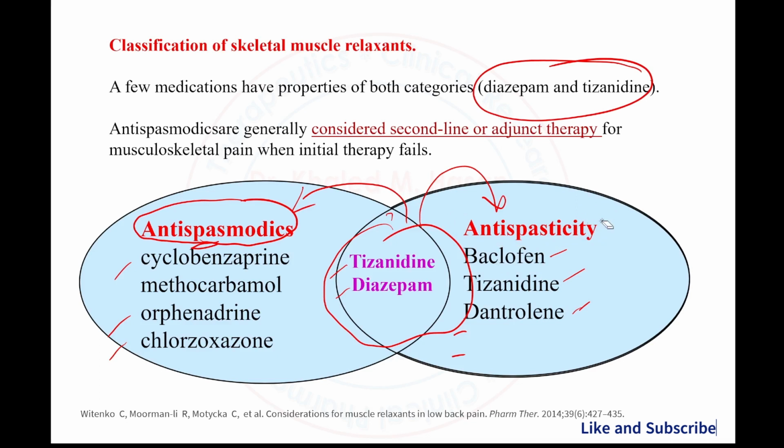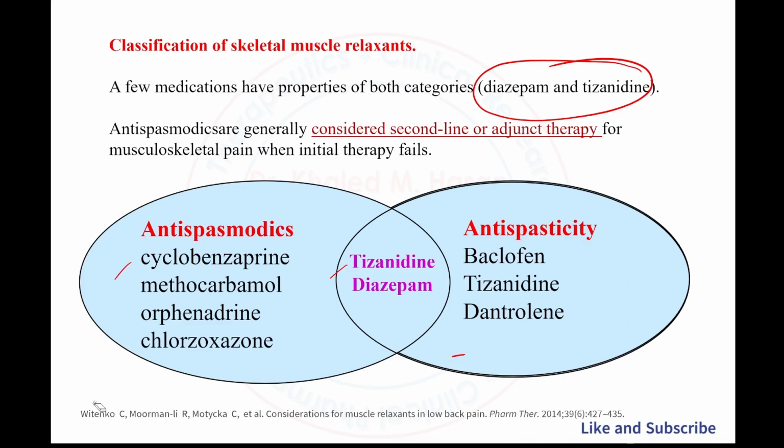The question we can ask ourselves: give me a medication that could be used only for antispasmodic. We have cyclobenzaprine. Give me a medication used only for spasticity. We have baclofen, tizanidine, dantrolene. Give me a medication used for both spasm and spasticity. We have tizanidine and diazepam.